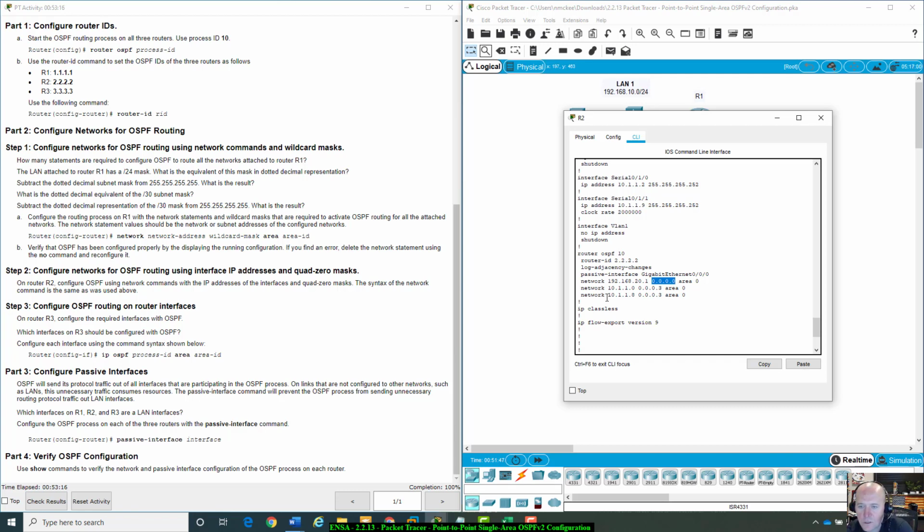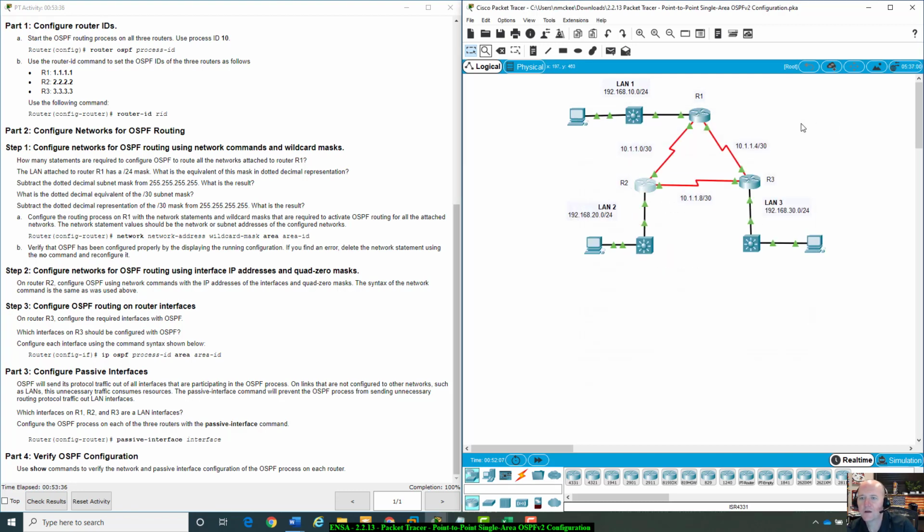And then for this one right here, we used a /30 for a router-to-router connection. So that's a .3 and then a .3 there for the .8 network. So that looks a little different. And then finally, router 0.